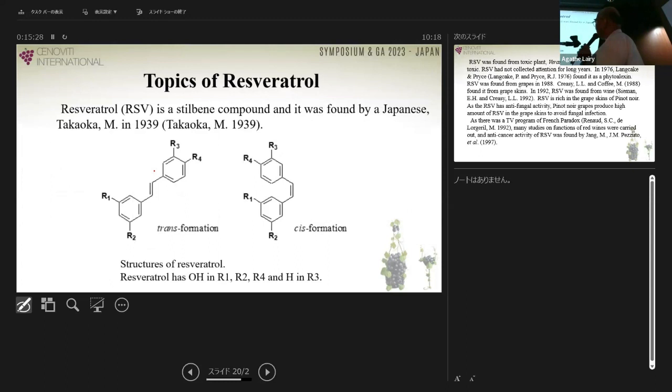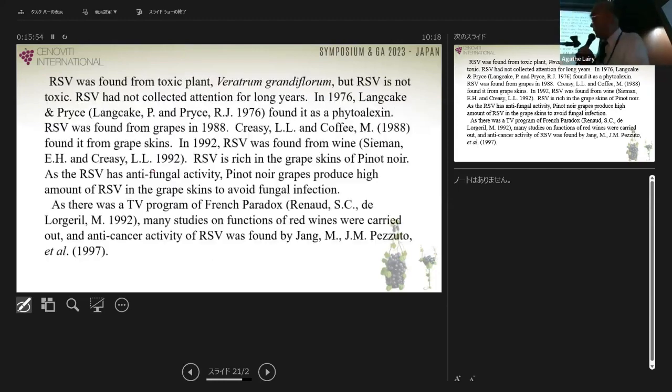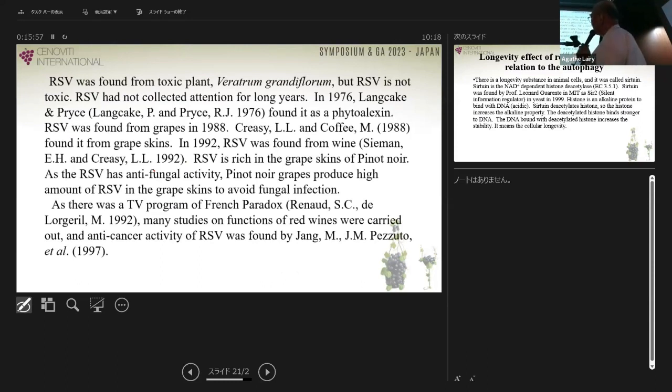Next, I'd like to talk about resveratrol. Resveratrol is a stilbene compound that was found by a Japanese researcher, Takaoka, at Hokkaido University in 1939, very long ago. This one is an active form, and if it is exposed to light, it changes its conformation to cis. Resveratrol was found in a toxic plant, Veratrum grandiflorum, but resveratrol is not toxic. Resveratrol did not attract attention for many years.